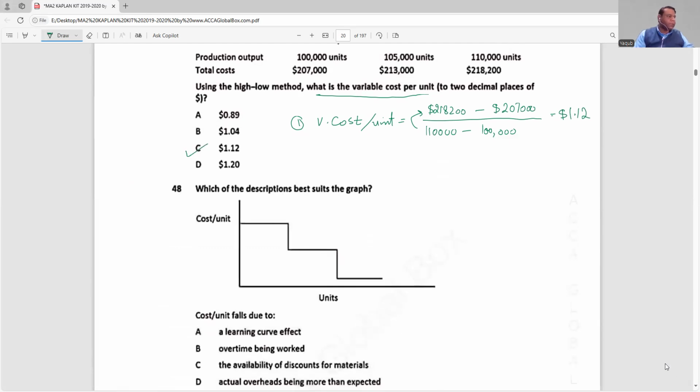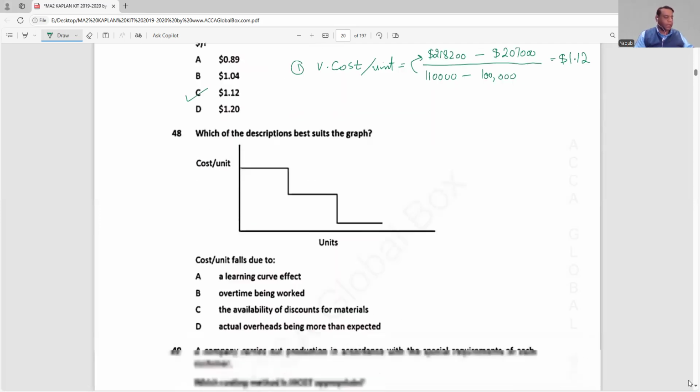Which of the descriptions best suits the graph? Okay, this graph is showing what? This graph is showing that cost per unit is falling as long as there is increase in number of units. So number of units has increased up to a certain level or certain limit.